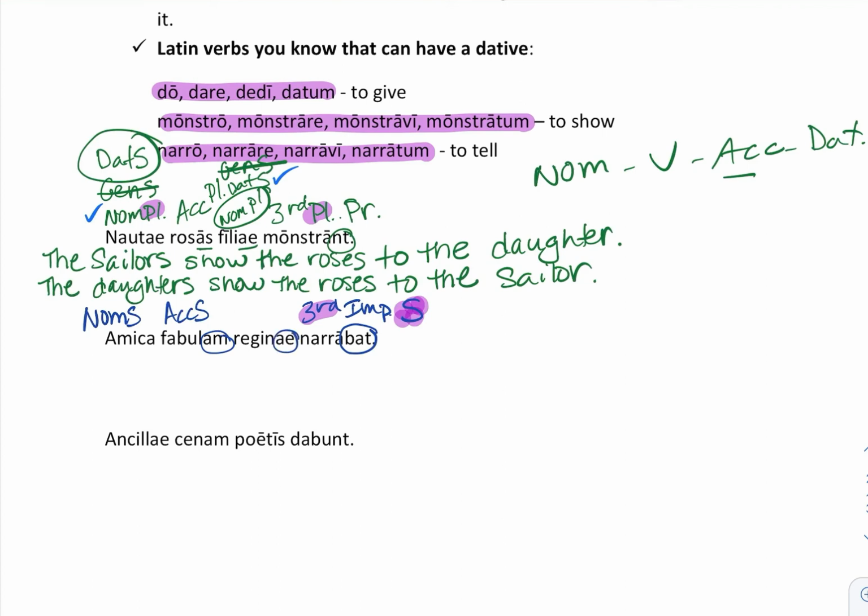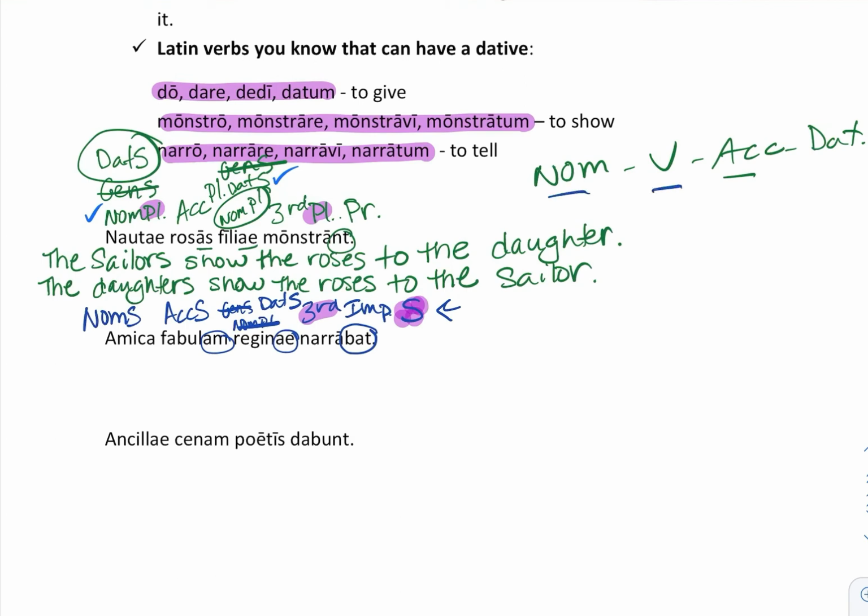Now we've got reginae. We've got the same things that we had up here. It could be nominative plural, genitive singular, or dative singular. And again, we can eliminate genitive singular right away because you don't know it. We can also eliminate nominative plural because our verb is singular. You cannot have a plural nominative and a singular verb. So the only thing that's left is dative, and that's what you know is correct.